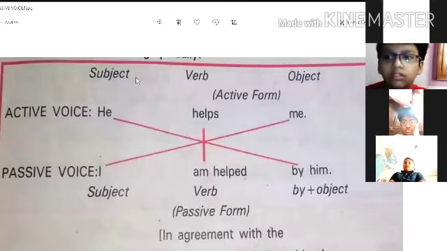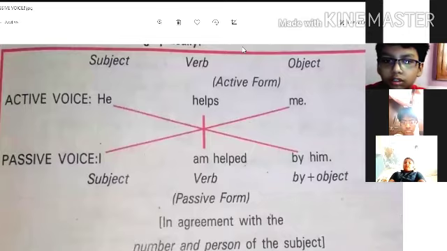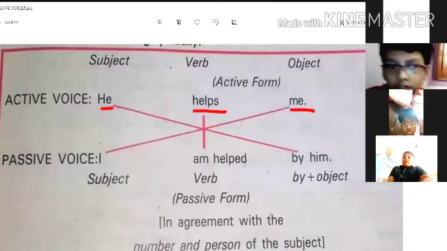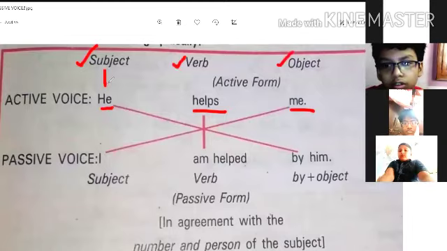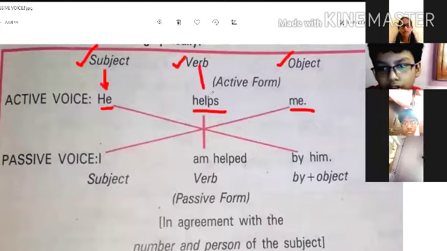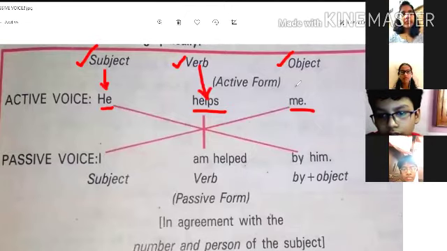In the active voice, the sentence is: he helps me. Okay, this is the sentence and it is in the active voice. And here you can see that we have written subject, verb and object. So he is the subject, the verb is help, and the object is me.